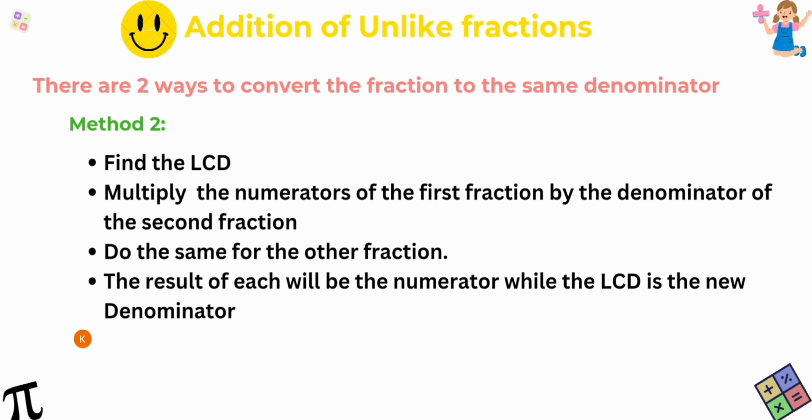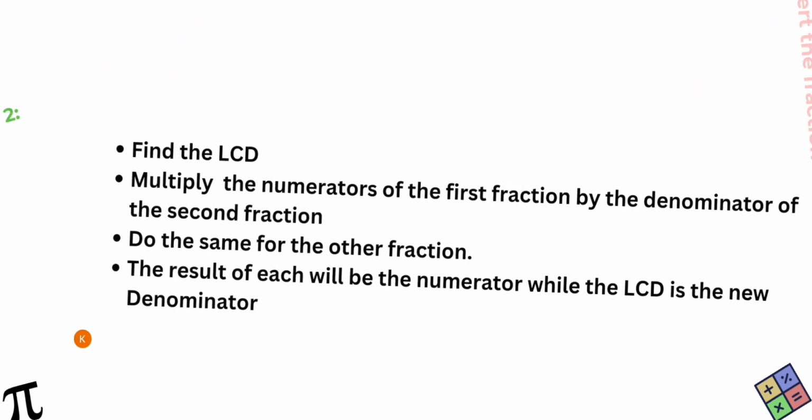Method 2. We find the lowest common denominator, LCD. Multiply the numerator of the first fraction by the denominator of the second fraction. Do the same for the other fraction. The result of each will be the numerator, while the lowest common denominator is the new denominator.